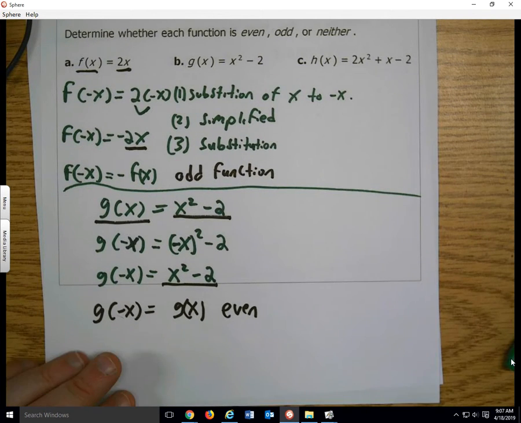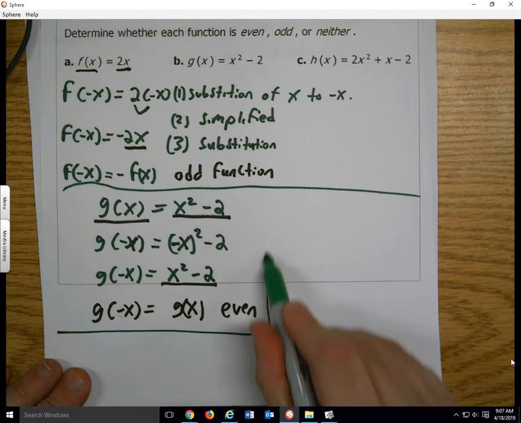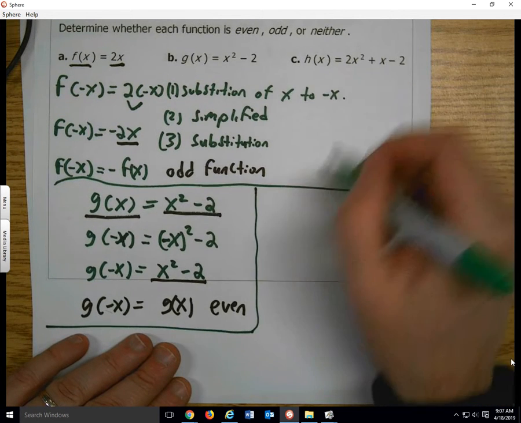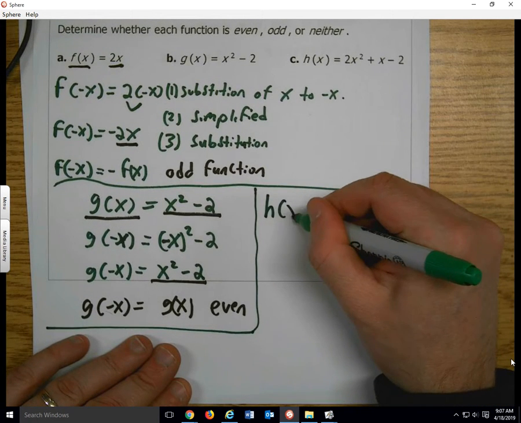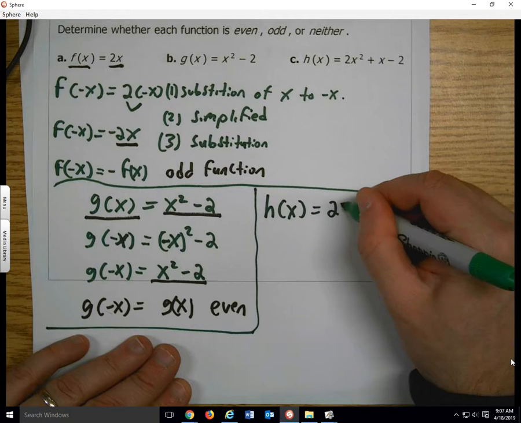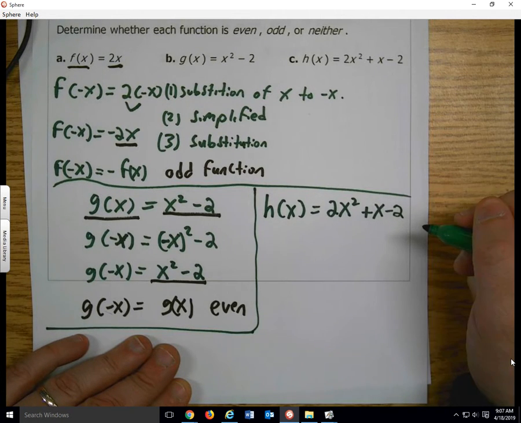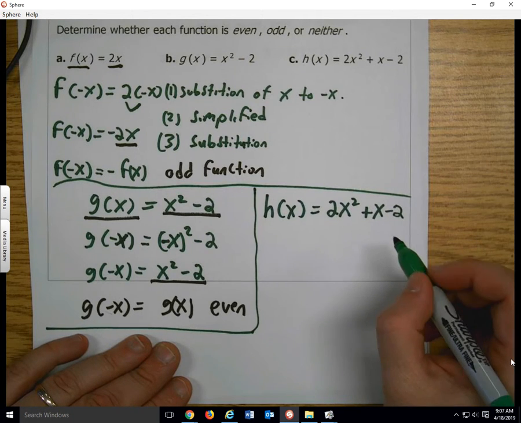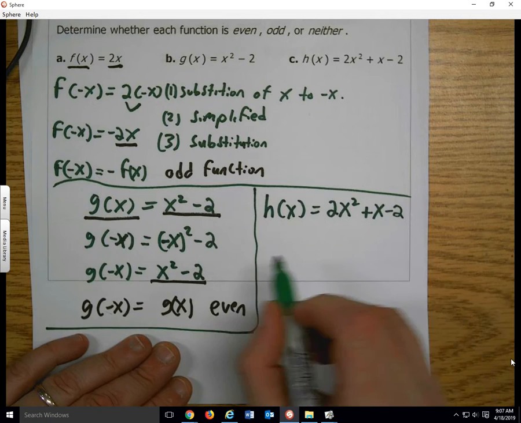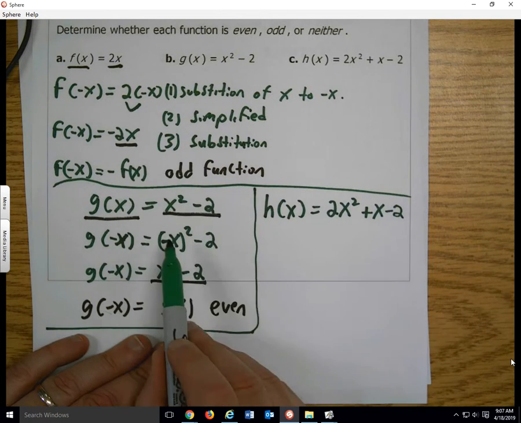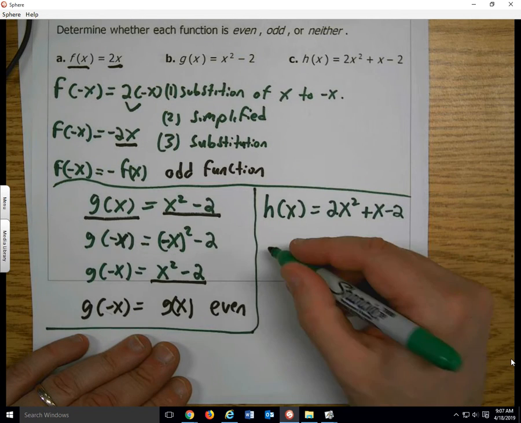Okay, let's do this last example here. I think I can fit it on this part of the paper. We'll try. So we have h of x equaling 2x squared plus x minus 2. The first step is just to write the function. After you write the function, you want to substitute the x for a negative x. See, that's what we did here. It's always the first step.